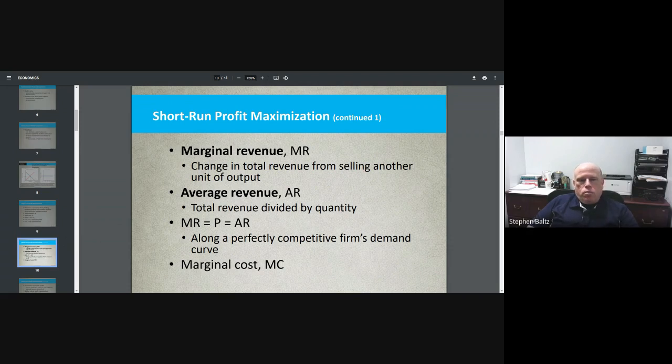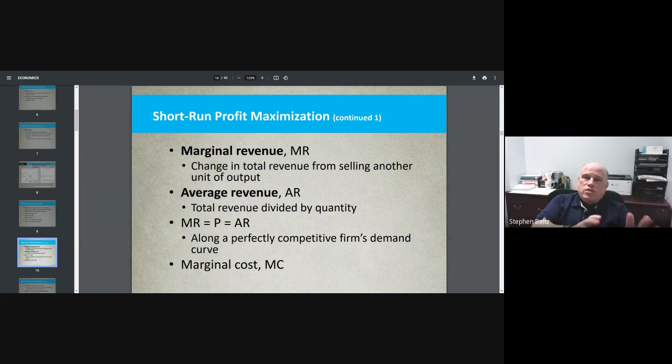All right. So marginal revenue is just the change in total revenue from selling another unit of output. Average revenue is the total revenue divided by quantity. And so for a perfectly competitive firm, the marginal revenue is going to equal the price, and it's also going to equal your average revenue, because you have no control over the price. You have to take whatever the market price is. So whatever that market price is is also going to be your marginal revenue and your average revenue.